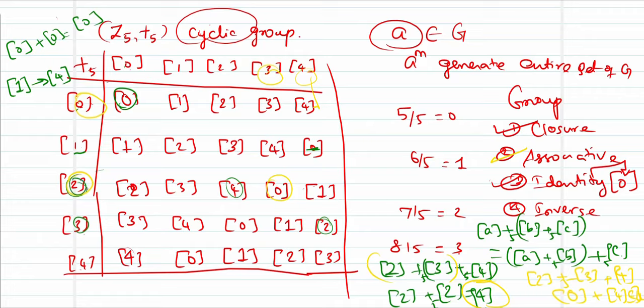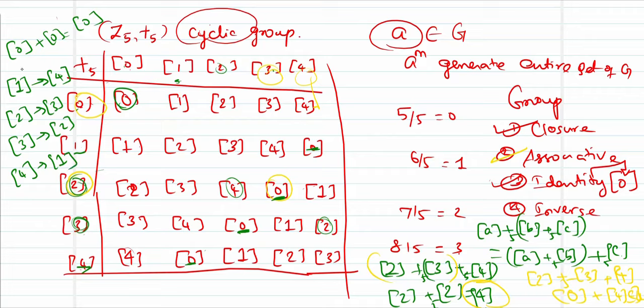Now 2 with what will give you 0? 2 with 3 will give me 0. So the inverse of 2 will be the element 3. Now 3 with what will give me 0? 3 with the element 2 will give me 0. So the inverse of the element 3 is going to be 2. Now 4 with what will give me 0? 4 with 1 will give me 0. So the inverse of the element 4 is going to be 1.